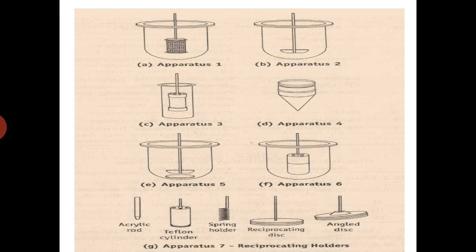The next one is apparatus 5, that is the paddle over disc. The apparatus is the same as that of apparatus 2. There is a dissolution jar of 1 liter capacity.